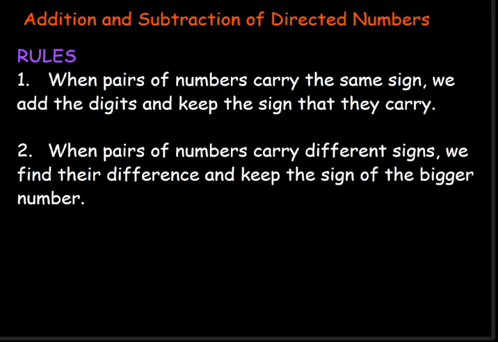We'll be taking addition and subtraction of directed numbers. Now we need two rules to add and subtract directed numbers. These are the rules. One, when pairs of numbers carry the same sign, we add the digits and keep the sign that they carry. Two, when pairs of numbers carry different signs, we find their difference and keep the sign of the bigger number.